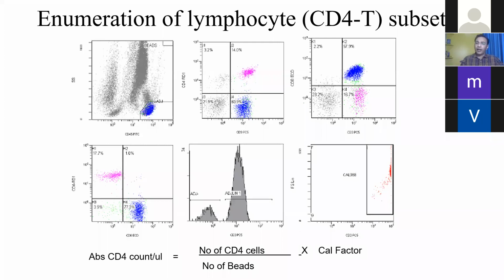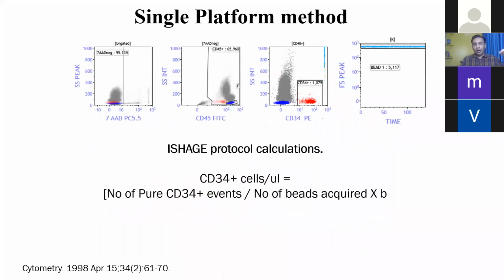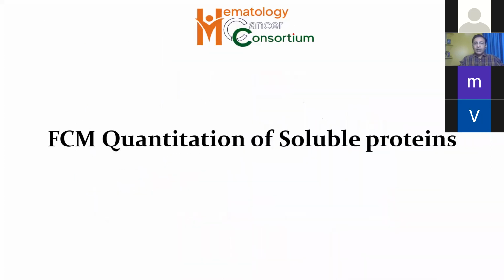Then we have to calculate like that. The same way we use CD34 counting also. CD34 we count and number of beads per microliter we have. So we count the number of CD34 positive cells per beads, and then we calculate the number of CD34 cells per microliter of the sample. That's how we count.